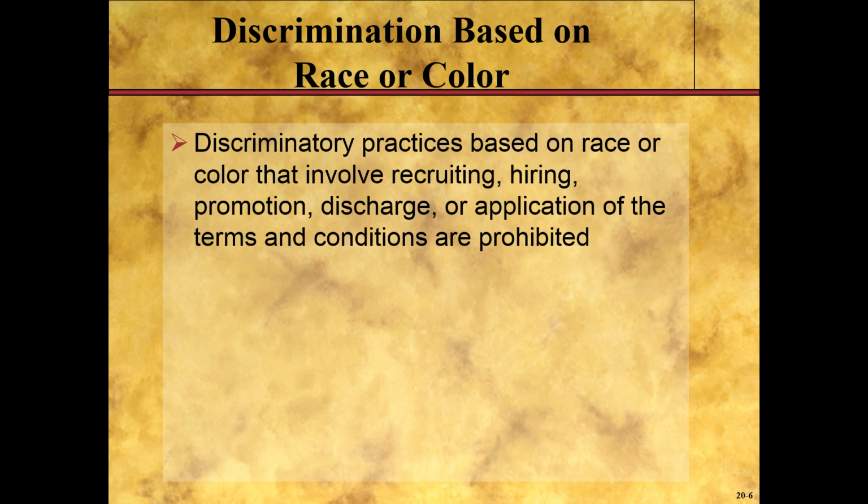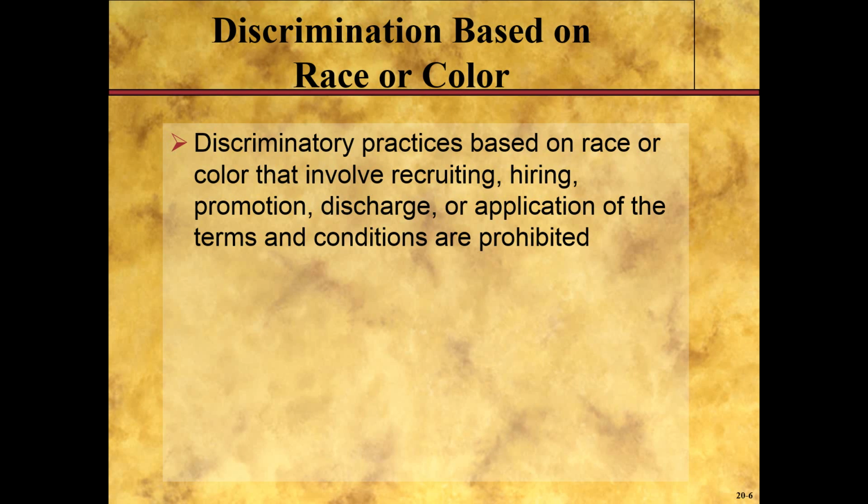Discrimination based on race or color is one type of violation of Title VII. These could be discriminatory practices that involve recruiting, hiring, promotion, discharge, or application of the terms and conditions of employment. Violations that can happen: permitting racial insults in the work situation, maintaining all white or all black crews for no reason, providing better housing for whites than blacks, giving higher Christmas bonuses to whites than blacks.